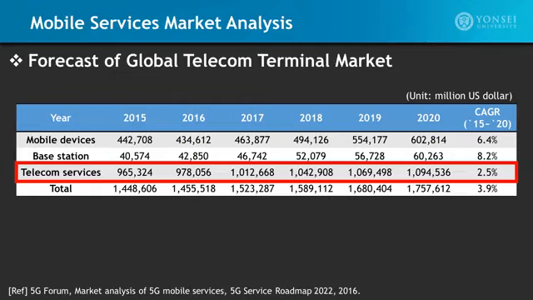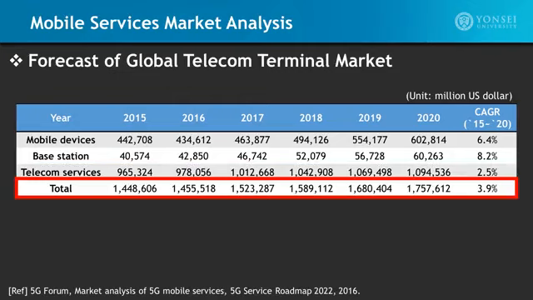Which is truly significant. Because the telecom services market is so large already, a 2.5% growth rate seems a little bit small, but it's not. Because the original number is so large, this is truly a significant value. Overall, it combines to a 3.9% growth rate, CAGR, which is very significant.